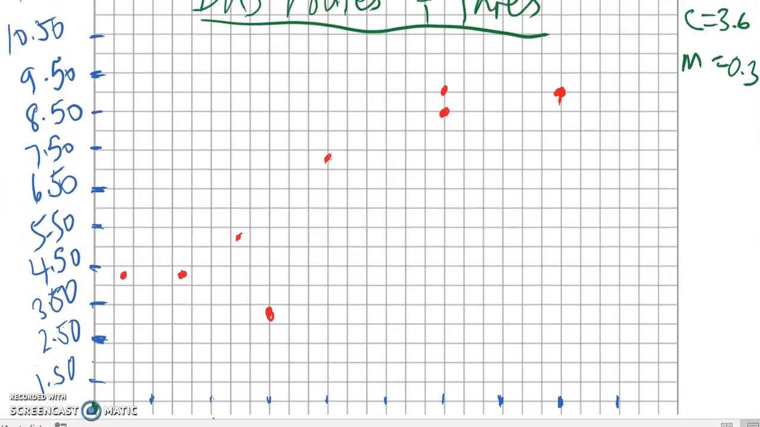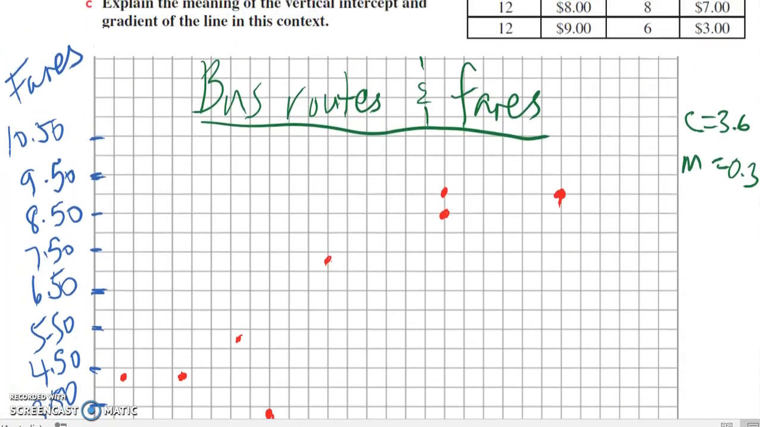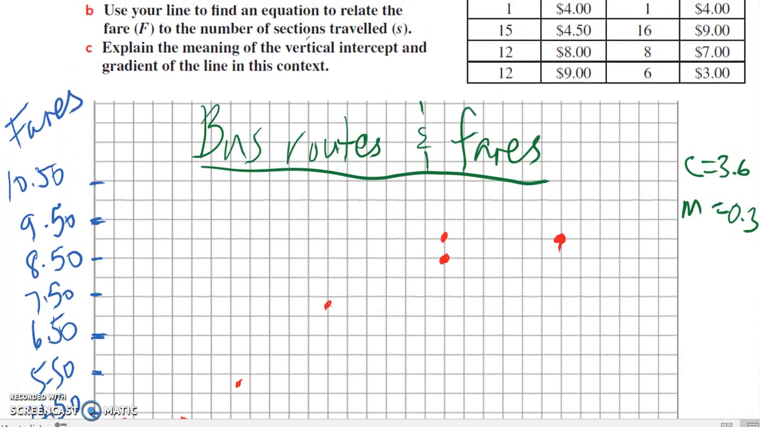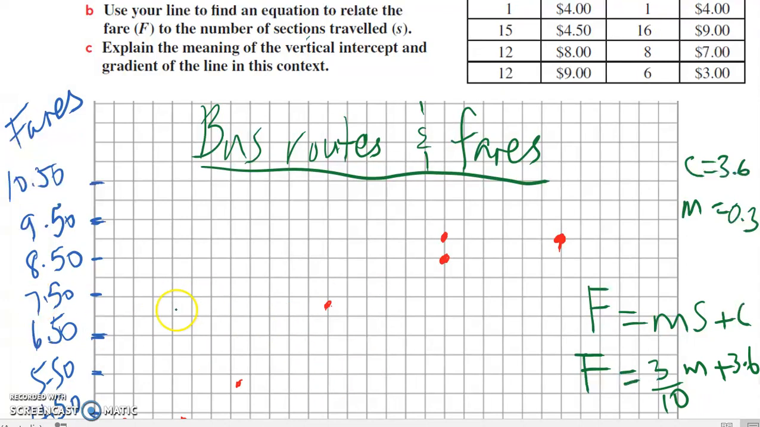So in other words, now that I've got my y-intercept and my gradient, I can get the equation really easily. But keep in mind, they want me to use F and S, not X and Y. So I'm going to have F equals MS plus C. Okay. So in this one, my gradient is going to be 0.3. Well, I'm going to write that as 3/10 m plus 3.6. Okay, and I could convert that to a fraction as well. The only reason why I'm doing that for gradient is to help me actually graph the line.